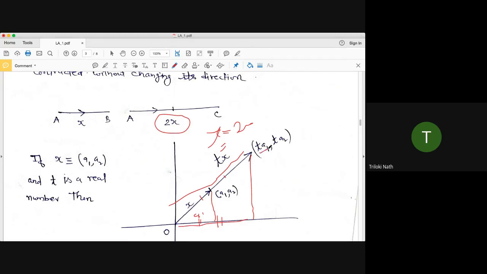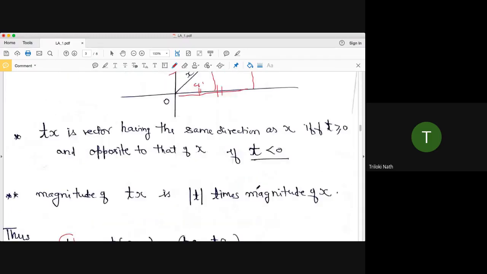So t times this. Similarly, by similar triangles, this one is equal to this one, so this will also be twice of it. These are simple observations from the right angle triangle and the similar triangle. So you can apply the similar triangle concept. You can see this is ta1 and this is ta2. I'm not going into that technicality. It is up to you. You verify this.